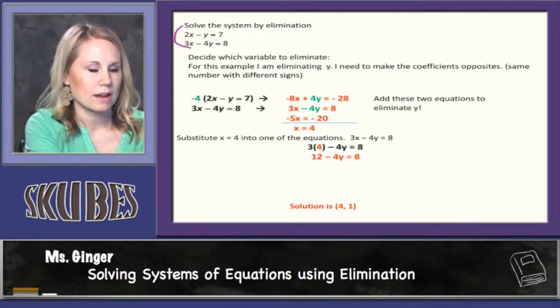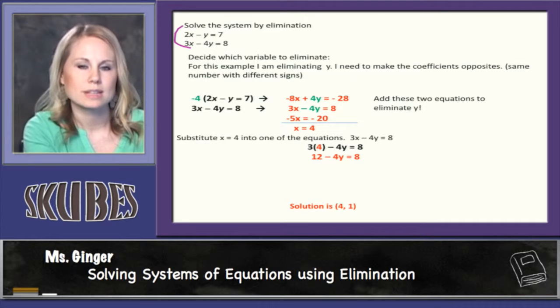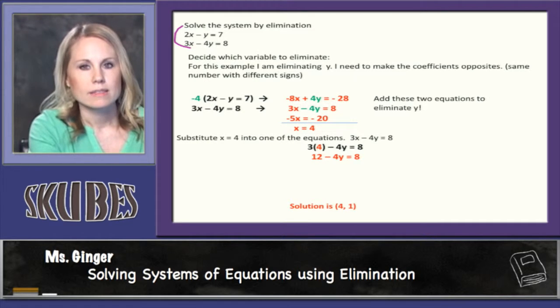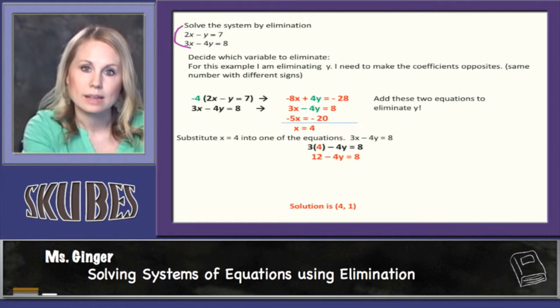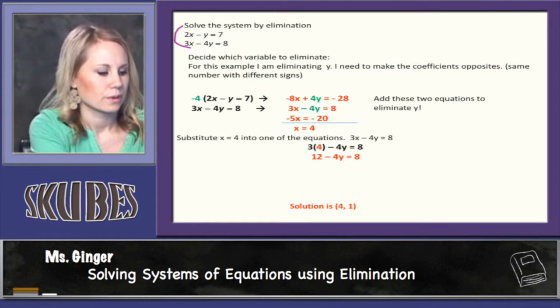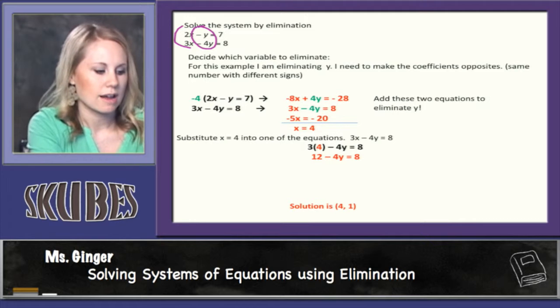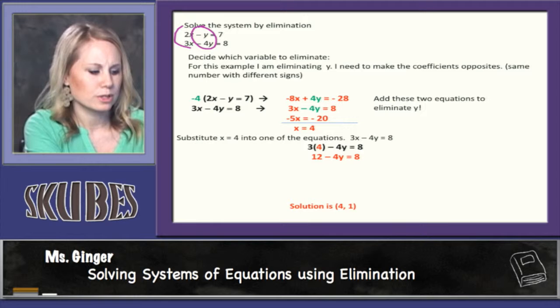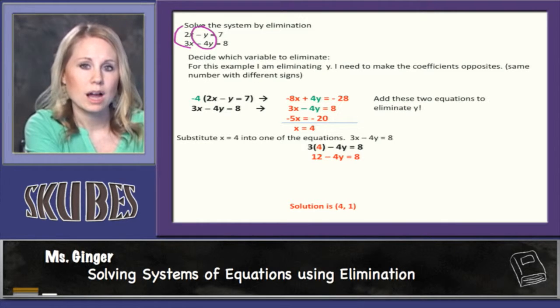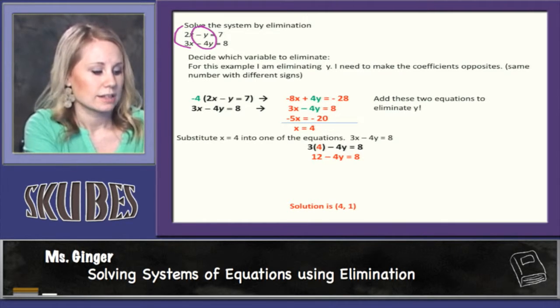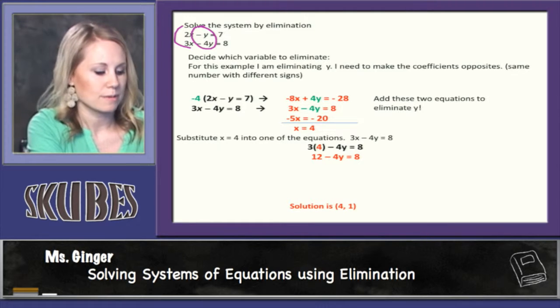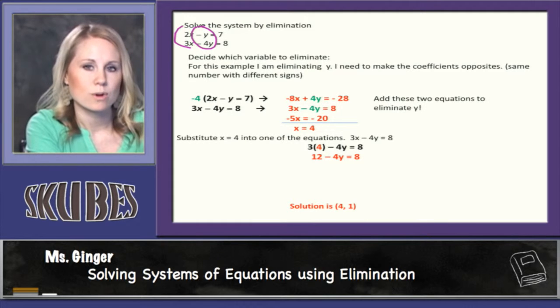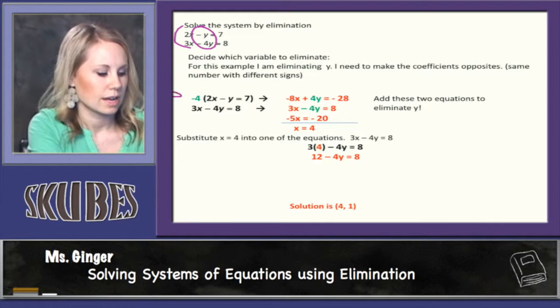In order to do that, I'm going to have to make the y coefficients be the same number but opposite signs. That way when I add my equations, they will eliminate. They will disappear. Okay, so I'm looking at the y's here, and I have -1 and -4 as the coefficients. So I'm going to create a new equation where the top one of my equations has a positive 4y there. In order to do this, I'm going to need to multiply that -1 in front of that y by -4. So I've shown you that here.